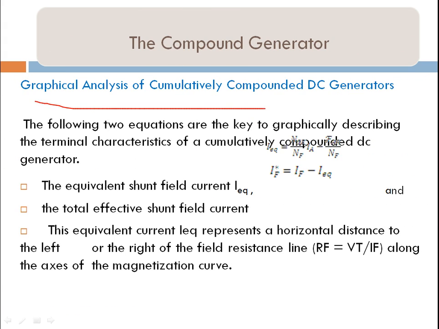The graphical analysis of a cumulative compound DC generator. The following two equations are the key to graphically describing the terminal characteristics of a cumulative compound DC generator: the equivalent shunt field current I_EQ, the total effective shunt field current. The equivalent current I_EQ represents the horizontal distance to the left or the right of the field resistance line along the axis of the magnetization curve.